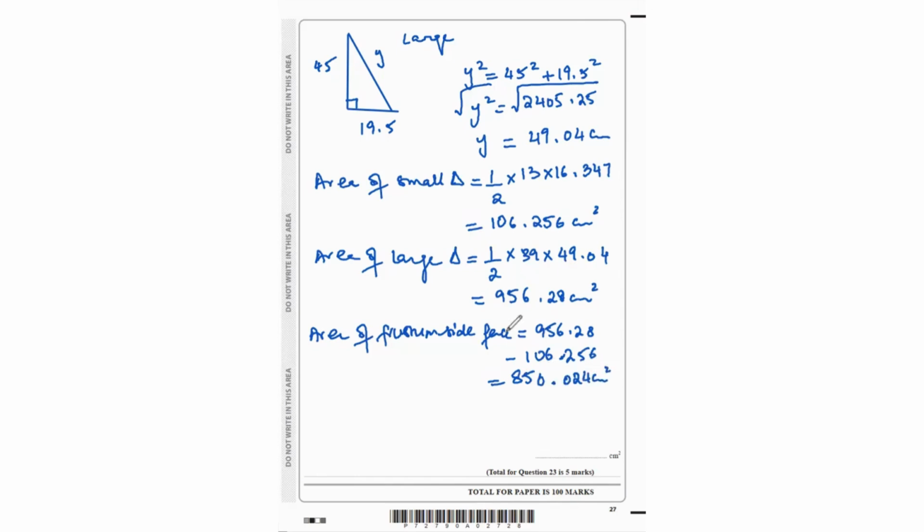850.024 centimeters square. So now for the total surface area of the frustum, we will multiply this by 4 because there are 4 faces, and then add the initial areas that we found for the top and bottom, which was 169 and 1521. So when we add these up, what we get is 5090.1 centimeters square. They want the answer correct to the nearest whole number, so that's going to be 5090 centimeters square.